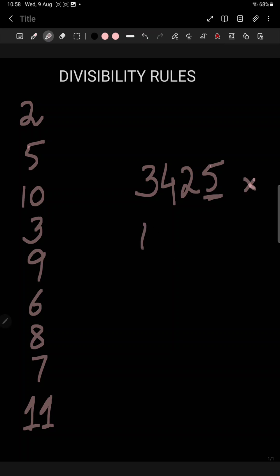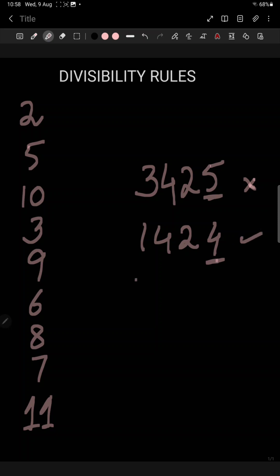For example, if I write the number 1424, the last digit over here, the number at the unit place, is 4, which is even. If the last digit is even, the digit at the unit place is even, the whole number will be divisible by 2. So 1424 will be divisible by 2 because the last digit is even.